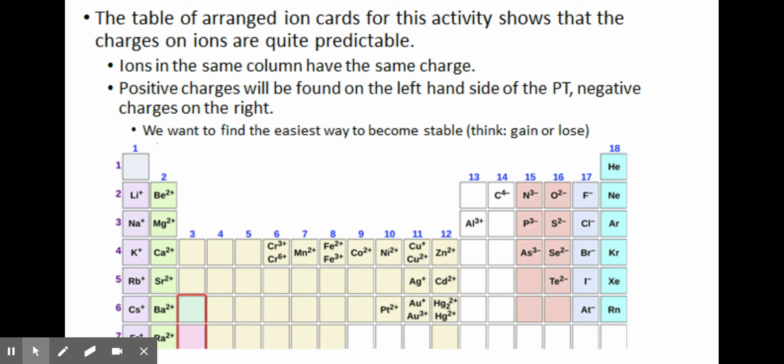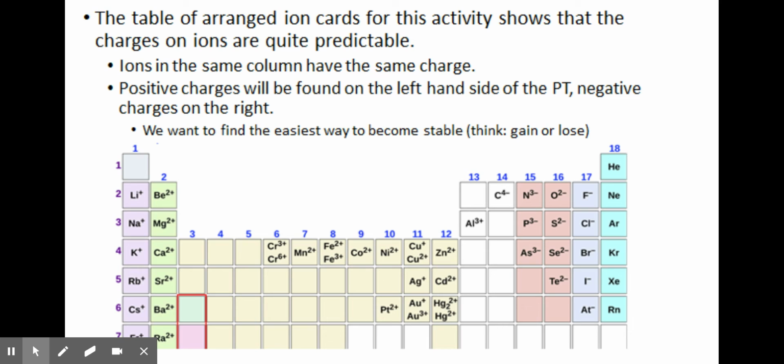The table of arranged ion cards for this activity shows that the charges on the ions are quite predictable. Ions in the same column will have the same charge. Take a look at this picture below, okay? Positive charges will be found on the left-hand side of the periodic table, negative charges towards the right, okay?